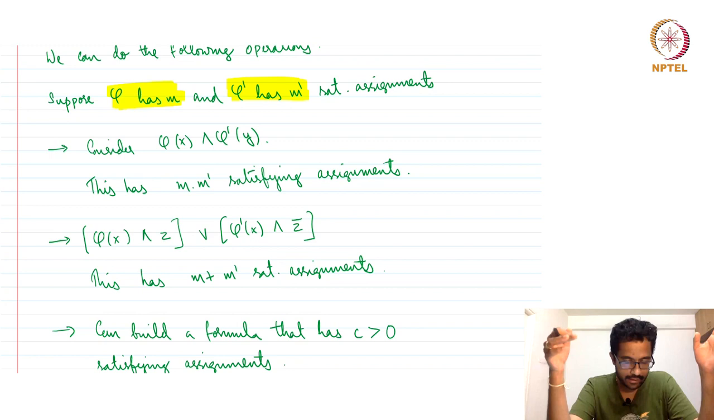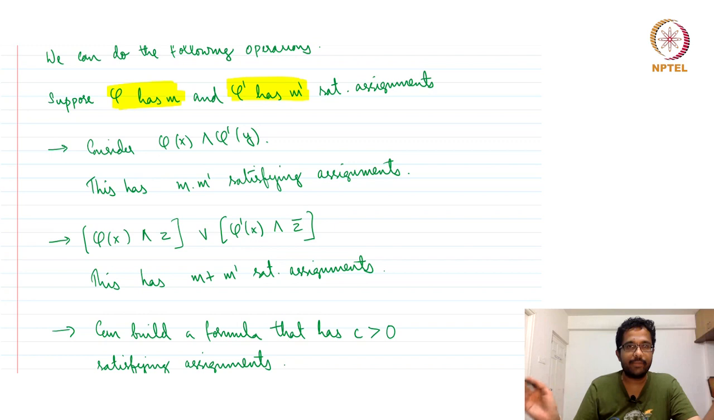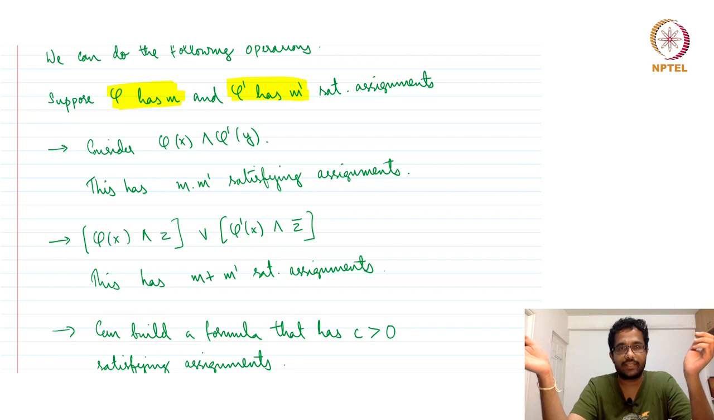So, for instance, you can produce a formula. Consider this AND. You instantiate phi with the variable set x and phi prime with a different variable set y, and take the AND of these two formulas. Then any satisfying assignment of phi(x) AND phi prime(y) could be any of the satisfying assignments of phi and any of the satisfying assignments of phi prime. And x and y are independent sets, so there is no dependency across, right? So it could be any one of the m satisfying assignments of phi multiplied by any of the m prime satisfying assignments of phi prime.